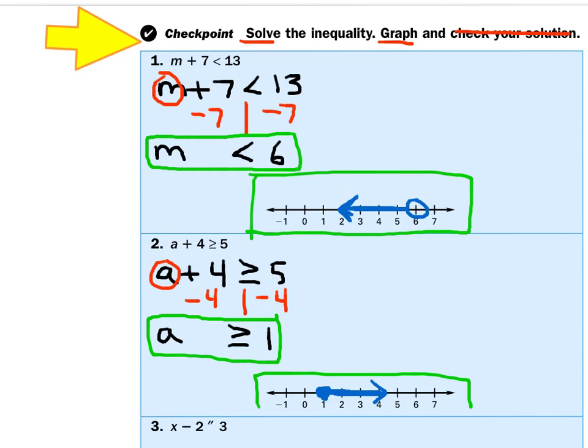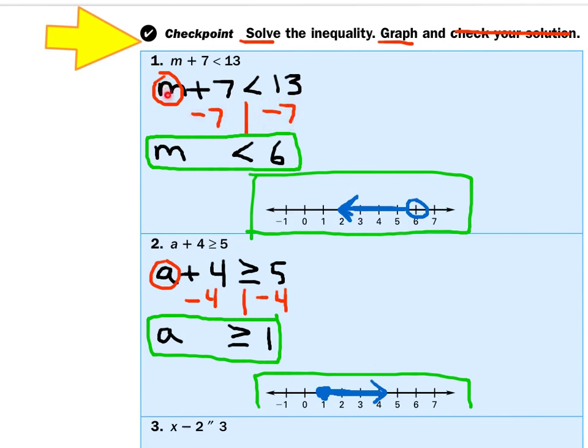Okay, so let's talk about these. Number 1, plus 7 is less than 13. So I copy the problem exactly like they gave it to me. I grab my red, I circle the variable, I bring that wall down. I look at what's touching my circle, adding 7. Well, the only way to destroy adding 7 is to subtract 7 on both sides of the inequality.